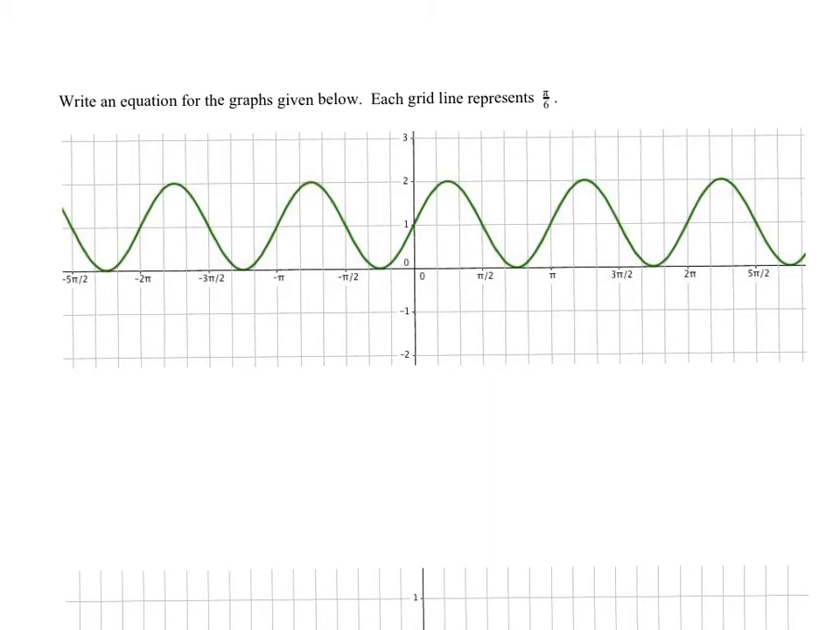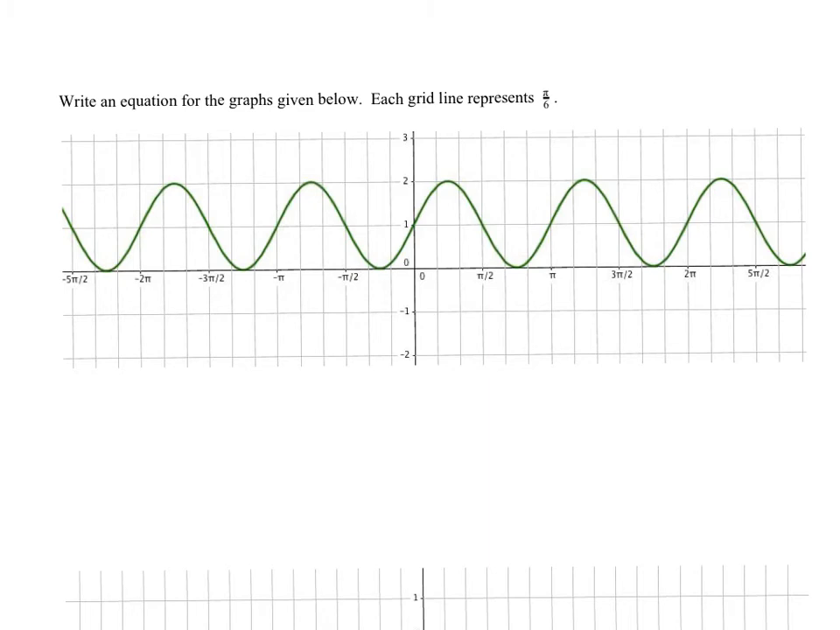So just like with section 1, if we're given a graph, we have to determine if it's sine or cosine. And as I previously stated, it doesn't matter which one you pick because I can write a sine or cosine function no matter what graph I'm given, since they're phase shifts of one another. But there is going to be an option that is usually a bit easier.